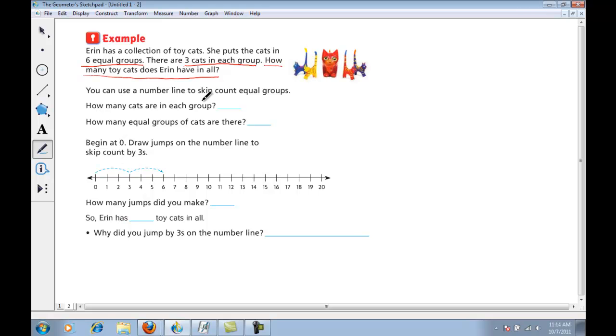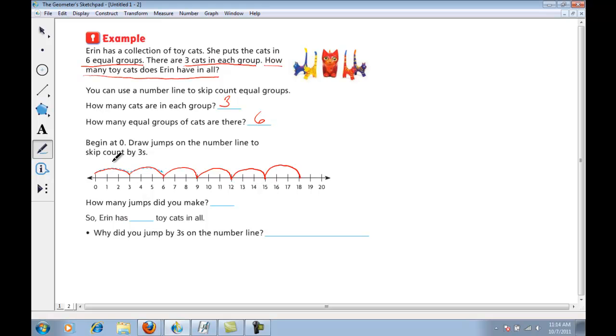Now, how many cats are in each group? You're right, there are 3 in each group. And how many equal groups of cats are there? Absolutely, there are 6. So we're going to begin at 0, and we're going to draw jumps on the number line to skip count by 3s. So from 0 to 3 is 3 cats. Then we go to 6. Then we would go 1, 2, 3 to 9. Then 1, 2, 3 more to 12. Then 1, 2, 3 more to 15. Then 1, 2, 3 more to 18 until we've jumped 6 times.